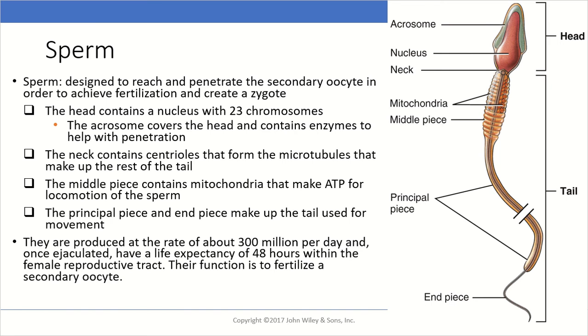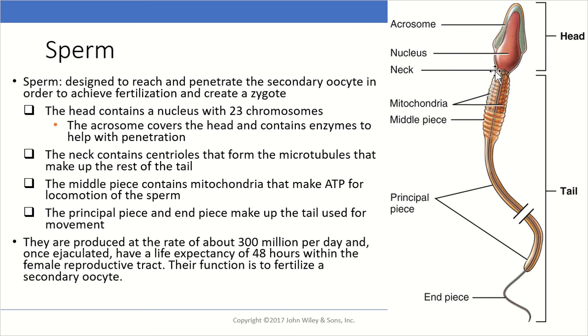The head of the sperm is going to contain a nucleus with 23 chromosomes, and then an acrosome, which we see up here, which is like a little hat for the head of the sperm. This is going to cover the head of the sperm, and it's going to contain enzymes that are going to help with penetration of that oocyte so that fertilization can occur.